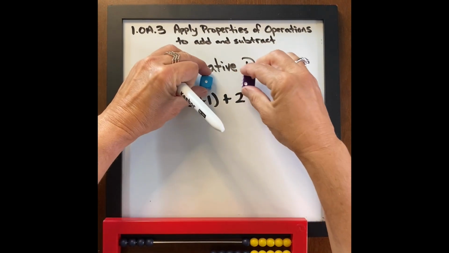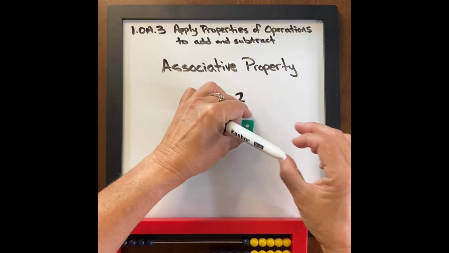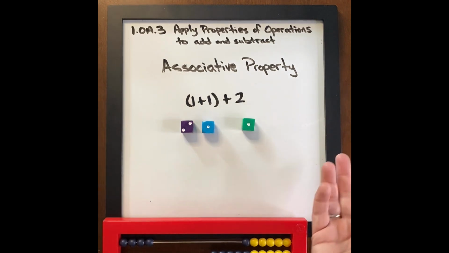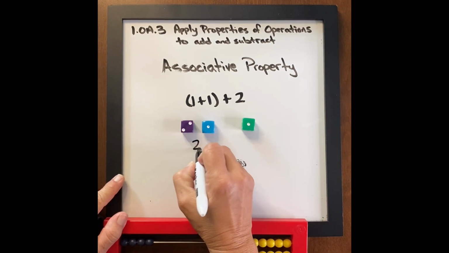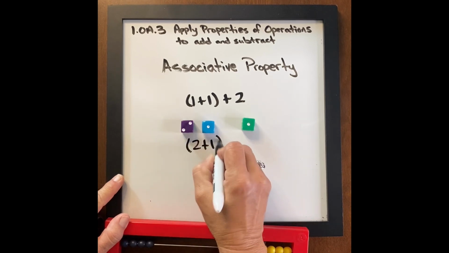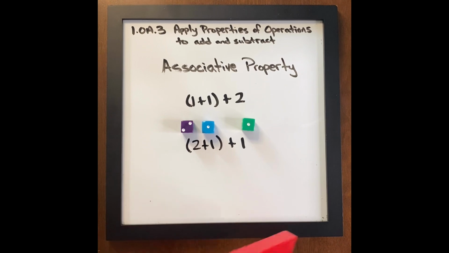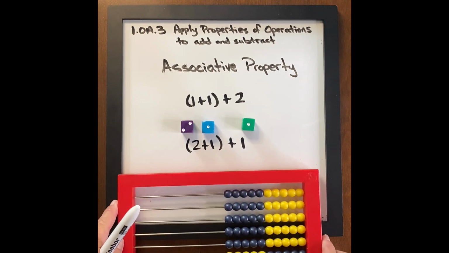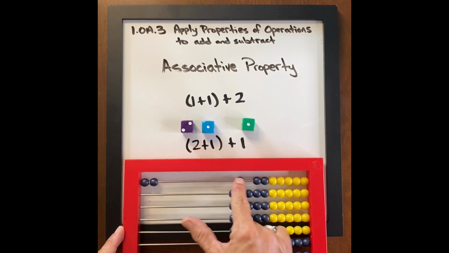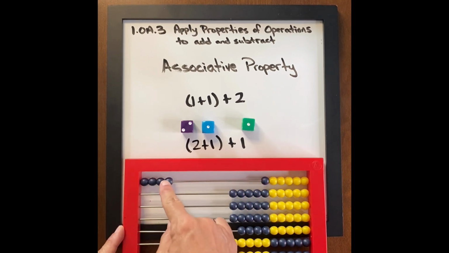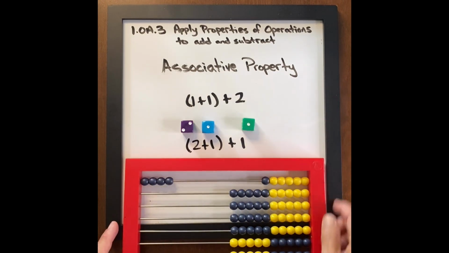We can also move the dice around to say, if I move the dice around, will I still get 4? So here we have 2 plus 1. That's what we did first. And then we added the 1. We have a neighbor number right there. 2 and 1 plus 1 more. And students can see conceptually that we still get 4 for both of these.